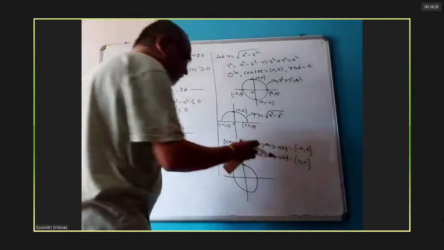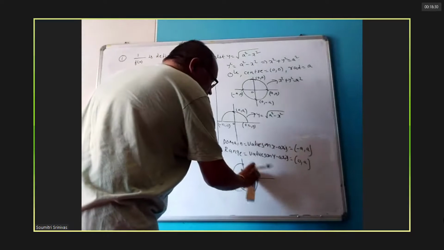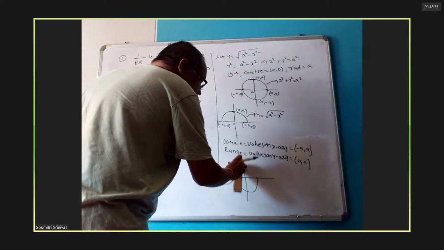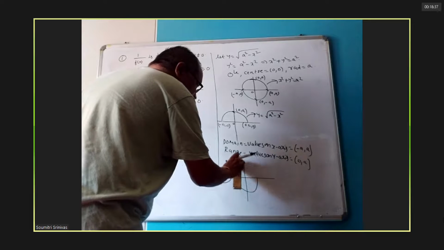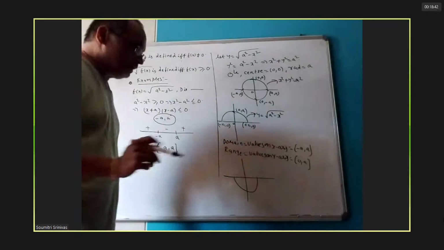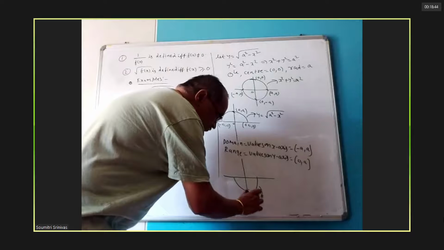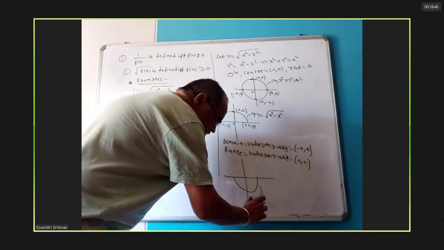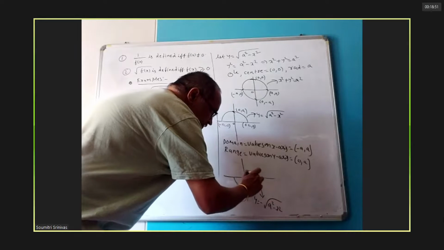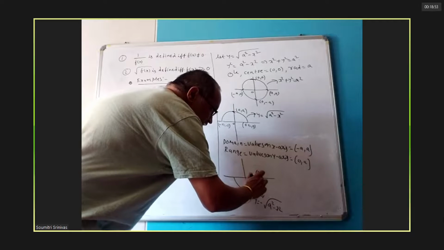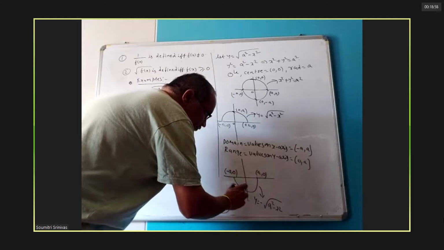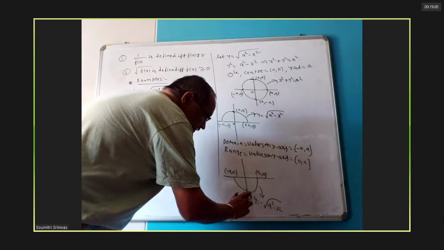Remove the upper part. Removed, deleted, erased. What does this represent? y is equal to minus under root a square minus x square. What is this? a comma 0. What is this? minus a comma 0. What is this? 0 comma minus a.